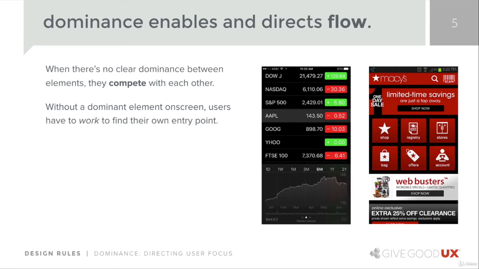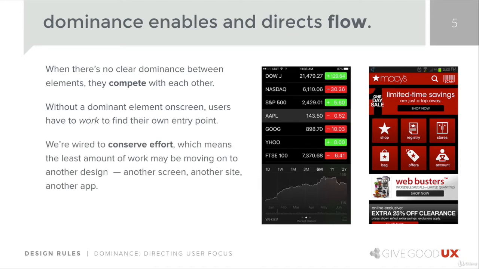And because the degrees of contrast, the ratio of positive to negative elements, everything here is consistent all the way through. It's all the same. So there's no dominance in that layout. What's important about all this is the fact that we are wired as human beings to conserve effort. That means the least amount of work is what we're going to do. And that least amount of work may be moving on to another design, another screen, another site, another app. The lack of dominance is a large part of what causes people to abandon things after hitting one single screen.